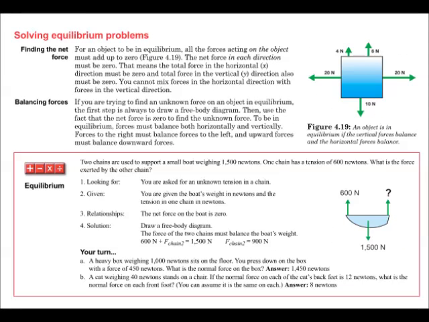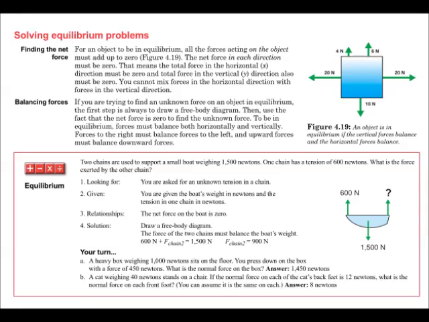Equilibrium problems. For an object to be in equilibrium, all the forces acting on the object must add up to 0, figure 4.19. The net force in each direction must be 0. That means the total force in the horizontal x direction must be 0, and the total force in the vertical y direction also must be 0. You cannot mix forces in the horizontal direction with forces in the vertical direction.